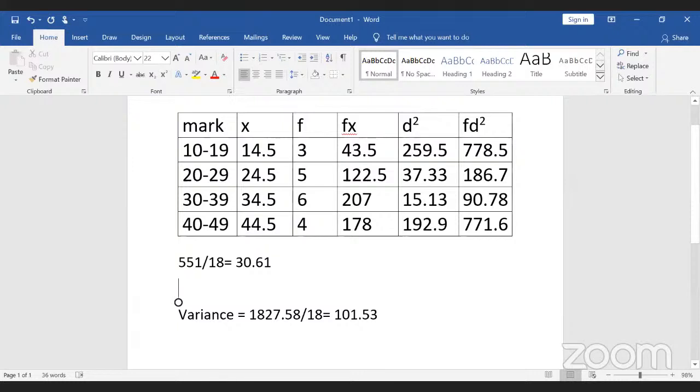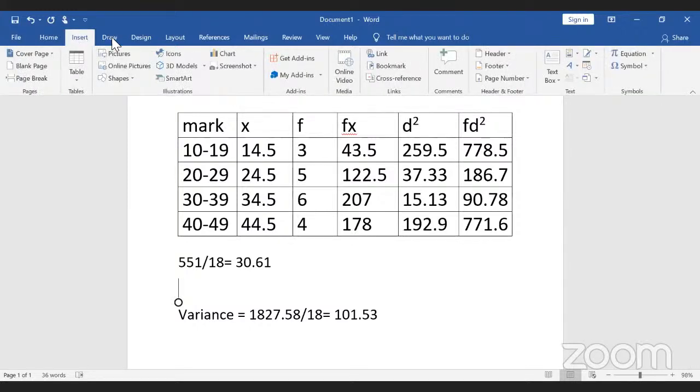So therefore, our variance will be sigma FD squared over sigma F, or over N. So summation of FD squared over summation of F, or capital N, where N could be sigma F.